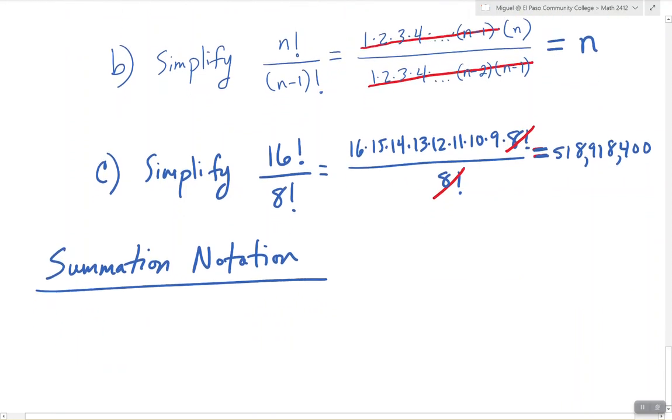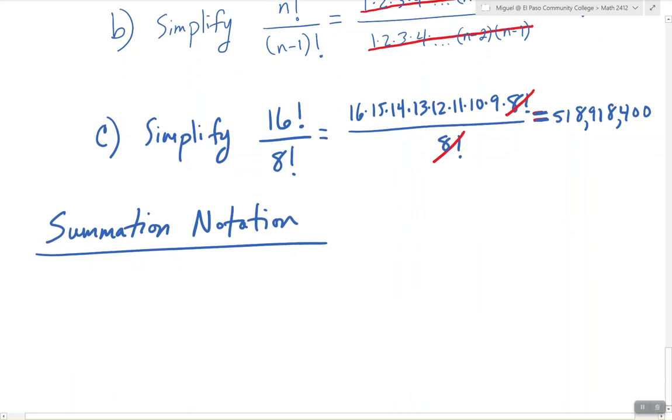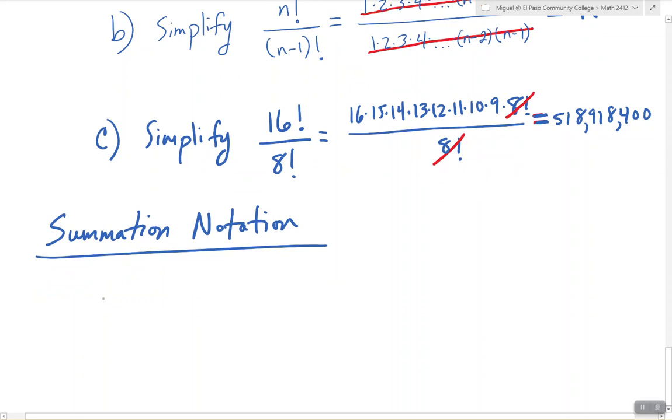All right, summation notation. That was more background so we can work with these more easily moving forward, those types of processes, like doing factorials. Summation notation: this is where we have sigma, and it represents the sum of the first n terms in a sequence. So it looks like this.